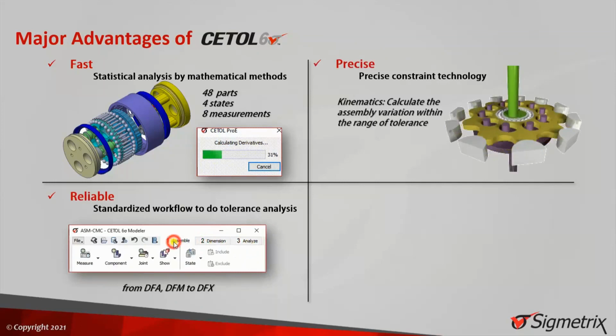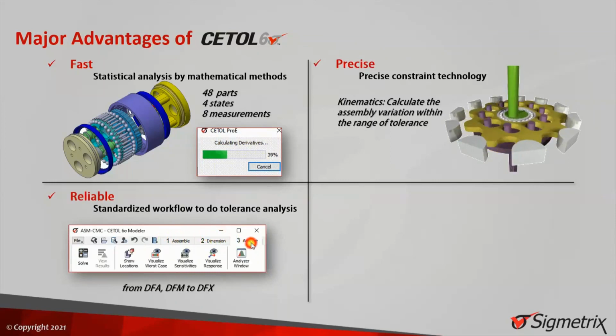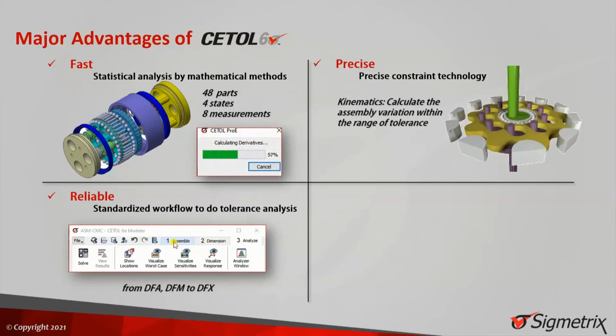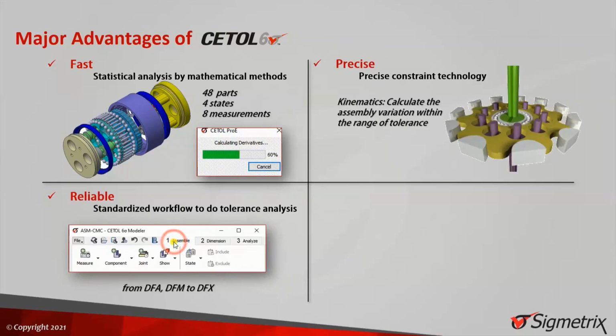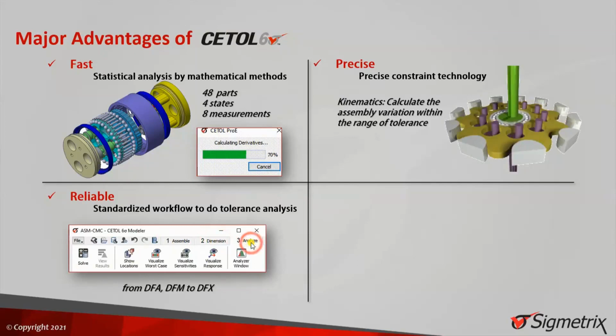And the third advantage is that it is precise. So CETOL uses precise constraint technology. It is just like kinematic analysis. The only difference is that it is calculating the assembly variation just within a small-scale range, that is, within the tolerance range.